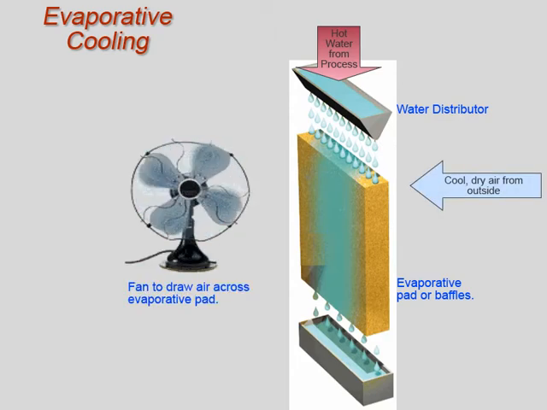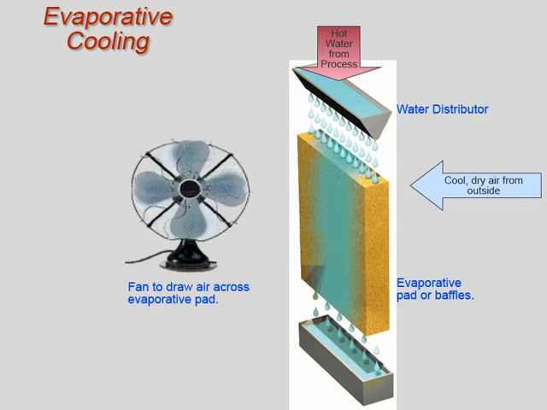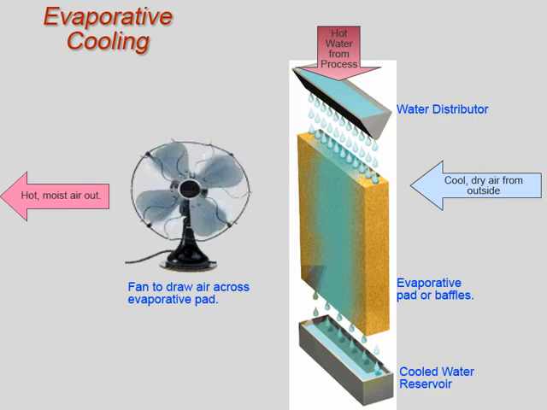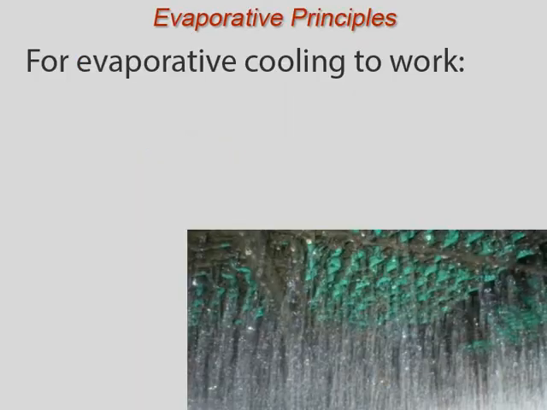As the water filters down the pad or baffles, cool dry air is moved across it by a fan. Moving air across the water increases the evaporation rate, similar to fanning yourself on a hot day. The air moving across it takes away the hot, evaporated water vapor, removing thermal energy and cooling the remaining liquid. The cooled water collects in a reservoir after leaving the pad, where it is pumped back to the system for more cooling. Evaporative cooling relies on three physical processes.